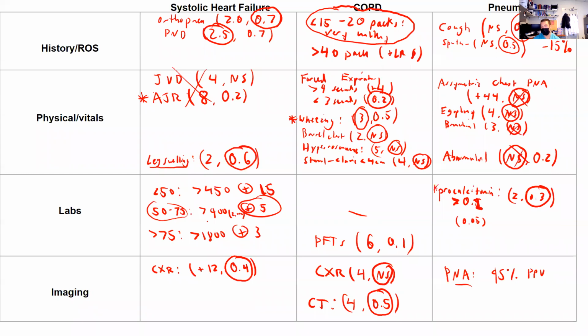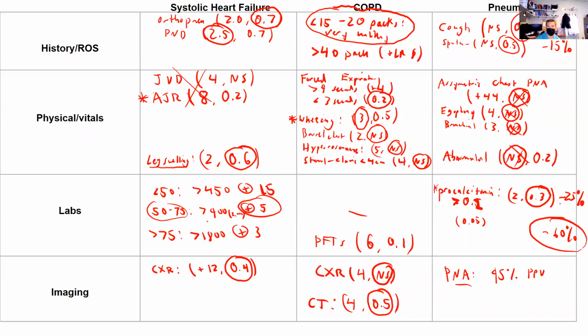The physical exam was pretty much useless for pneumonia, which sometimes it can be. The procalcitonin was 0.3, so that would be about negative 25%. All right, so the total is negative 60%. So that's our total that we just got.